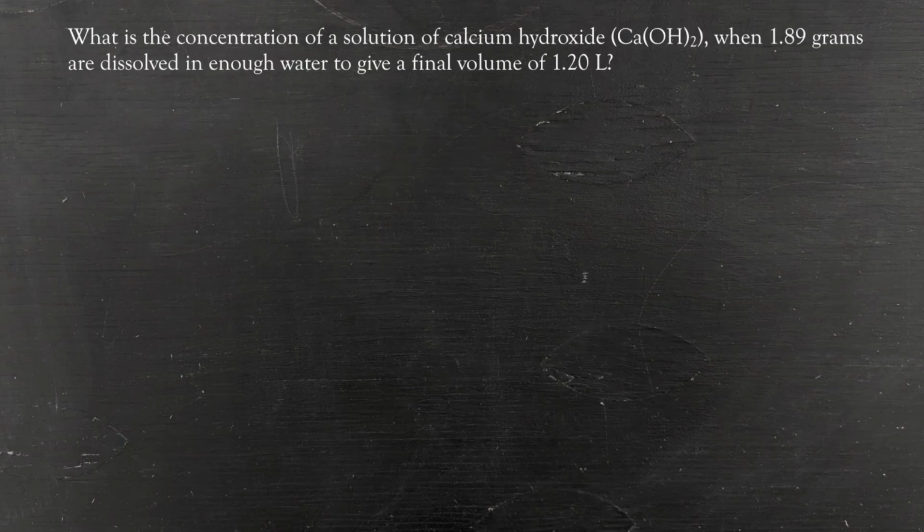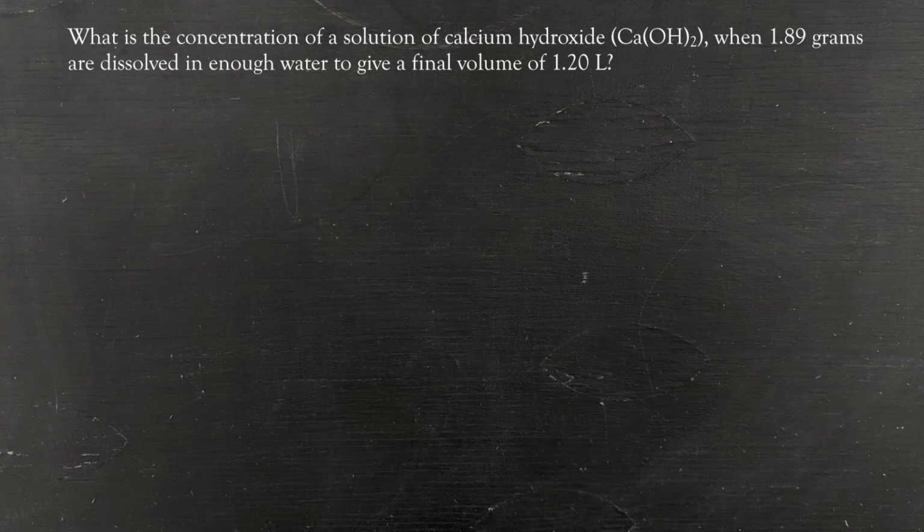For our second question, rather than being given the number of moles being dissolved, we have instead been told the mass of material. We've been told that there is 1.89 grams of calcium hydroxide, and it has been dissolved in enough water to give a final volume of 1.20 liters. So the first thing we need to do is convert from grams into moles. To do this, we need to know the molar mass.